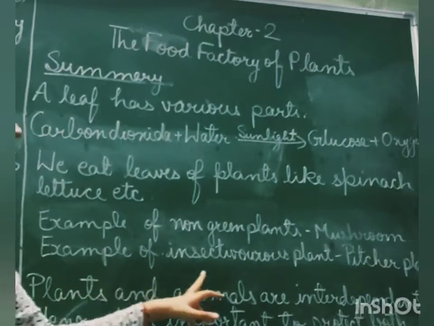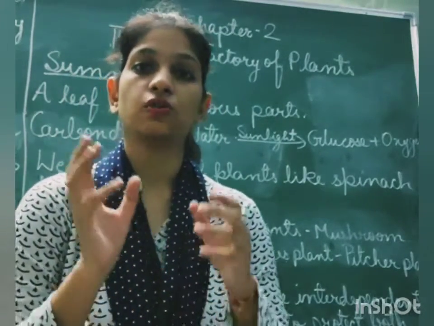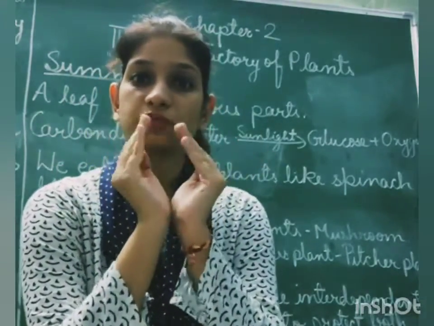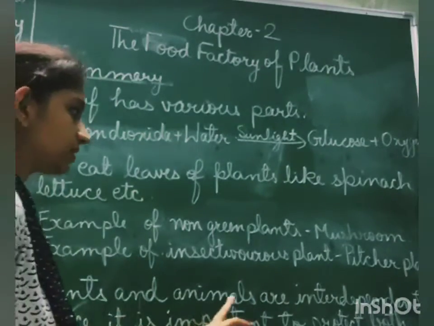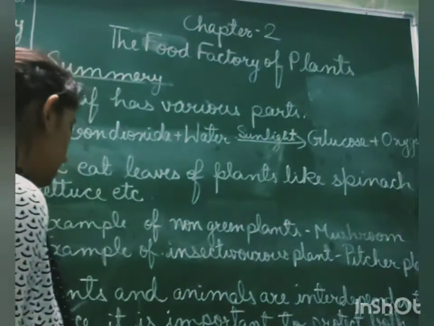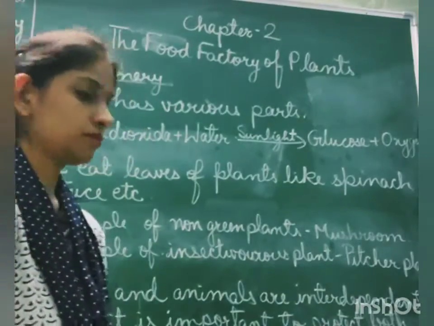Next, examples of insectivorous plants are the pitcher plant and Venus flytrap. What do these plants do? ये क्या करते हैं? ये insect को attract करते हैं, capture करते हैं और kill करते हैं and they eat up the insect. Next, plants and animals are interdependent. Hence, it is important to protect both.